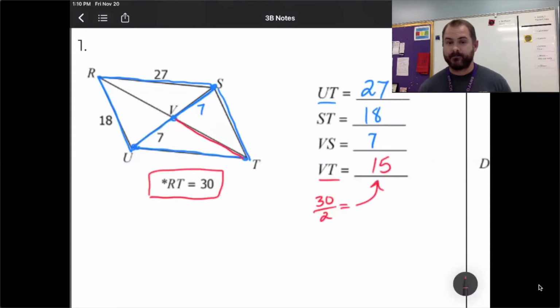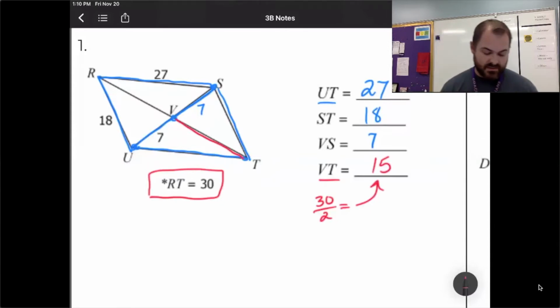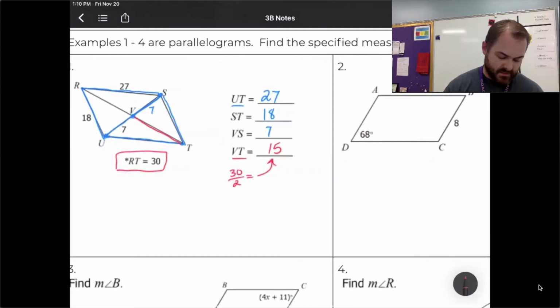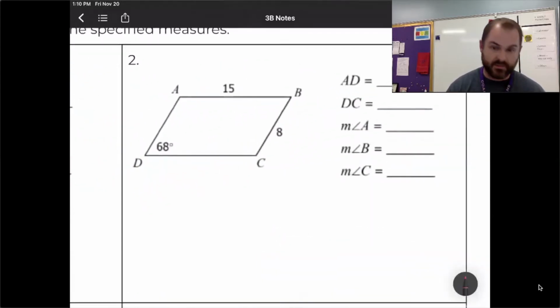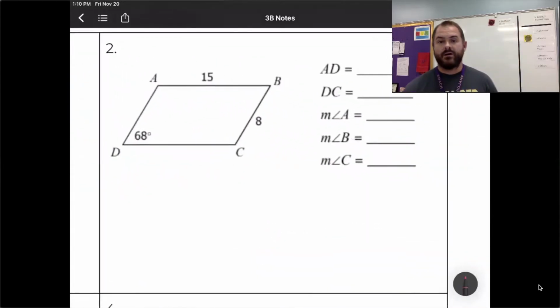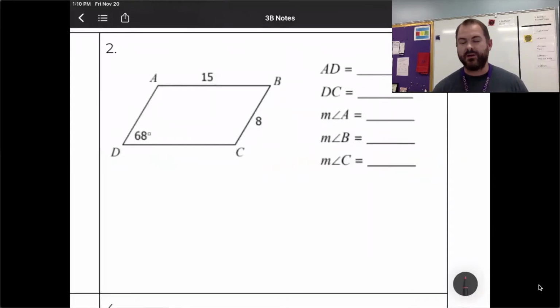Okay? So those are the kind of properties we can use. Sometimes we use angles as well, like in number 2. So some of these are side measurements or segment measurements, others are angle measures. So we need to, again, keep going back to that list of things that we know about parallelograms based on their properties about sides, angles, and diagonals.